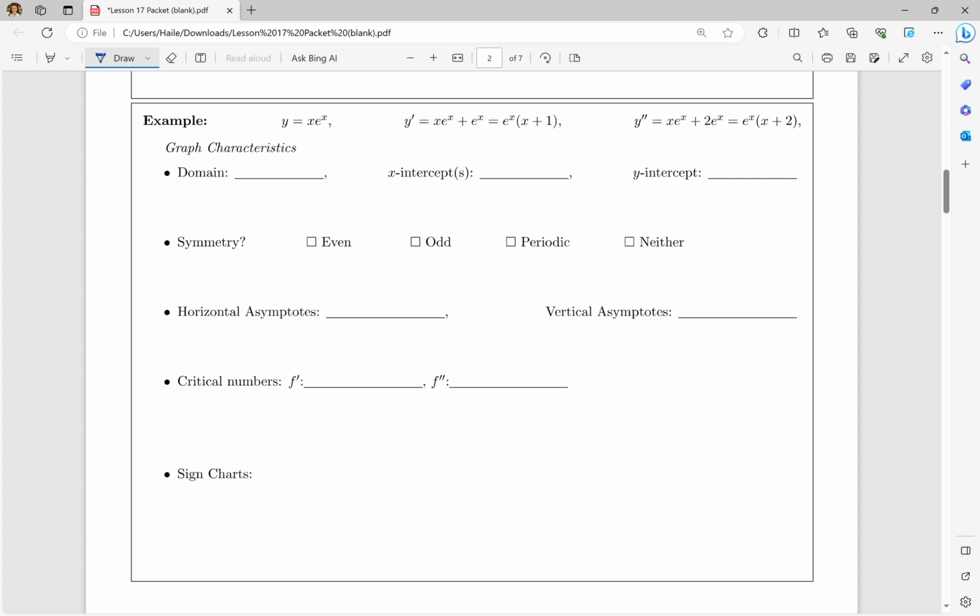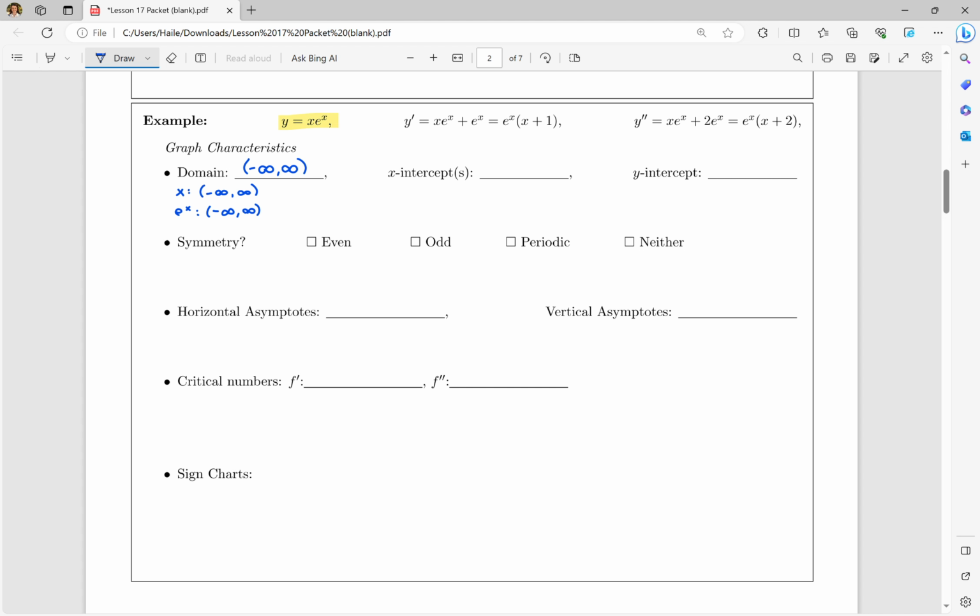So let's start with the domain. Our function, I'm going to highlight the function because this just gets to be a lot of work. Our function is y is equal to x e to the x. For our domain, what we want to think about is, what are the domains of the individual functions? Well, the domain of x is negative infinity to infinity, as is e to the x, negative infinity to infinity. So the domain of our entire function is just going to be negative infinity to infinity.